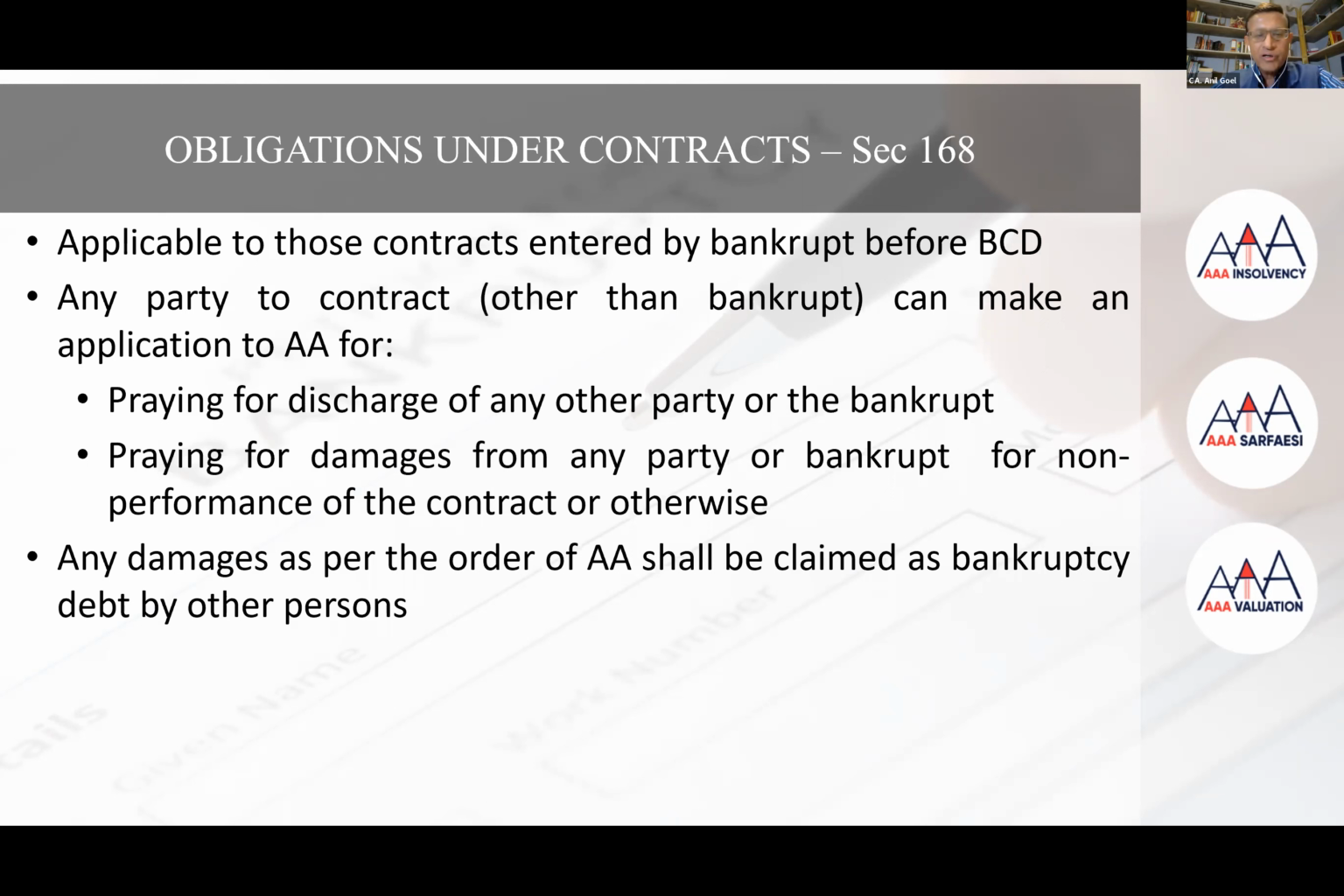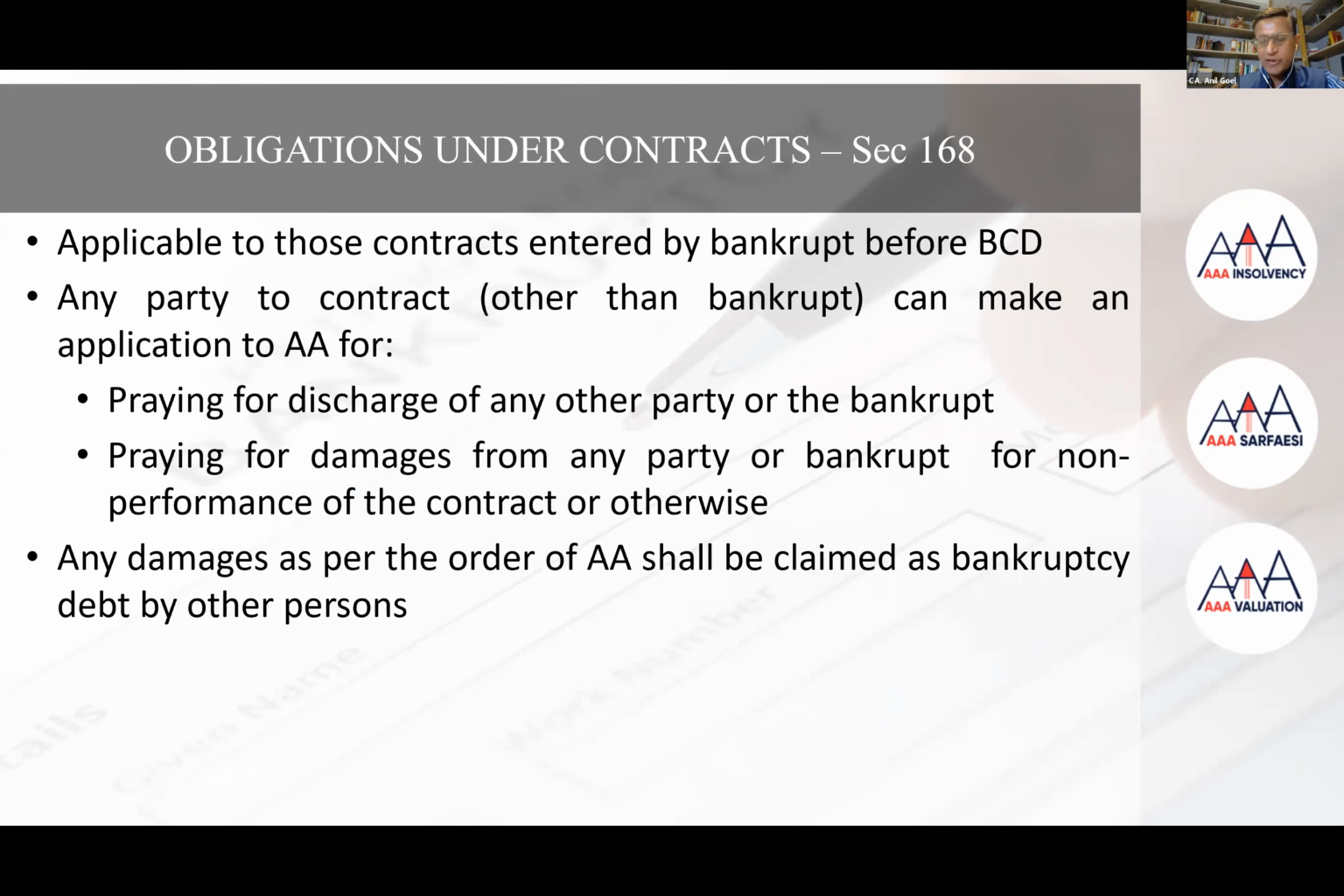Any party to the contract other than the bankrupt can make an application to the adjudicating authority for discharge of any other party or the bankrupt, or for damages from any party or the bankrupt for non-performance of the contract or otherwise. Any damages as per the order of the adjudicating authority shall be claimed as bankruptcy debt by other persons. So these are the obligations under the contract.